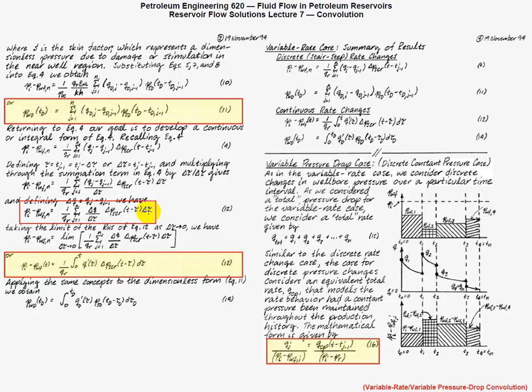So what happens is when we take the limit as delta tau goes to 0, this becomes an integral. And that's where equation 13 comes from. And then when we apply the dimensionless form, we get equation 14. There is another form of equation 14 where we're talking about a pressure derivative instead of a rate derivative. That's sometimes referred to in the literature, but for the most part, you're going to see equation 14 referenced in its present form and used in its present form.